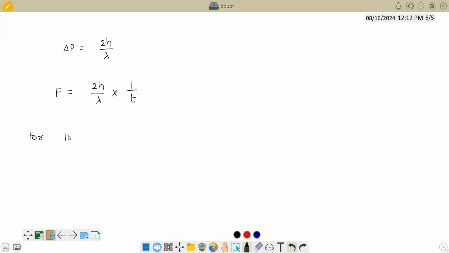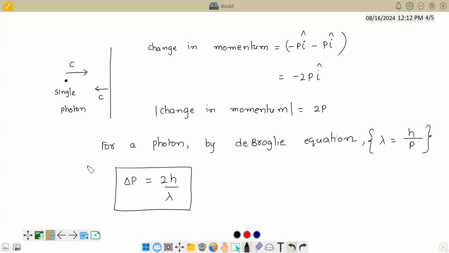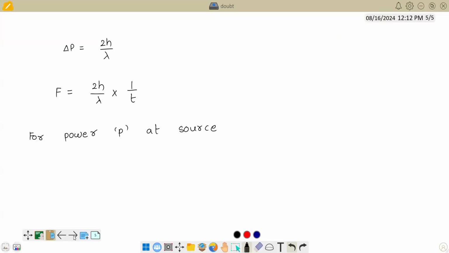For power P at source, we have to find the total number of photons that are getting emitted, because this is for one photon. Remember, for momentum also we are using P, for power also we are using P, so don't be confused by this. For power P at source, we know power equals energy divided by time.